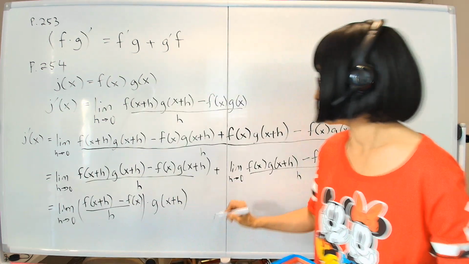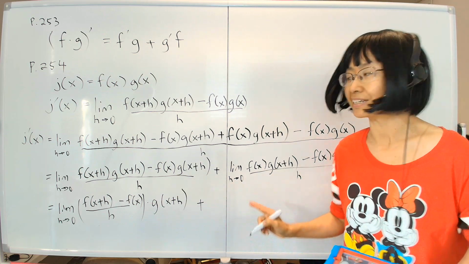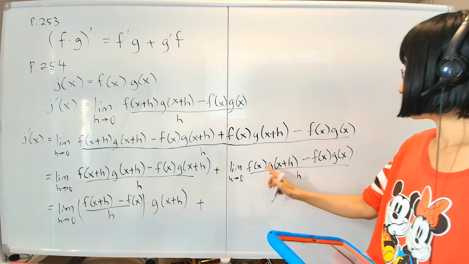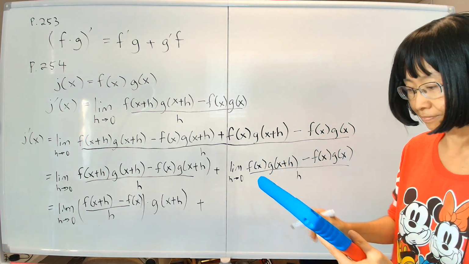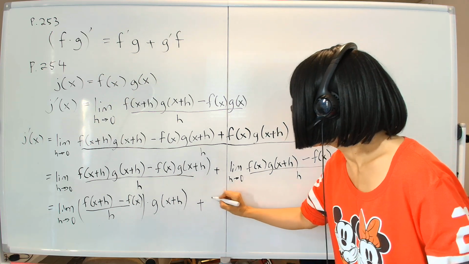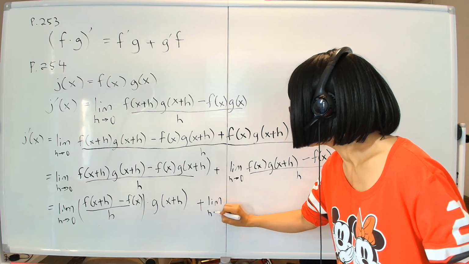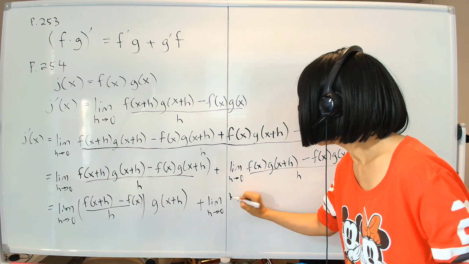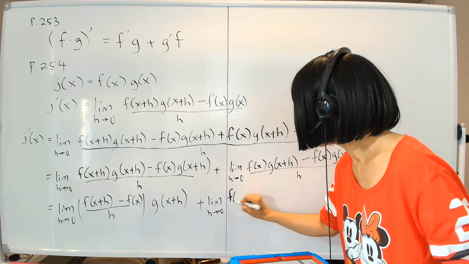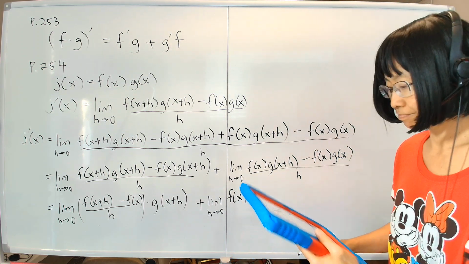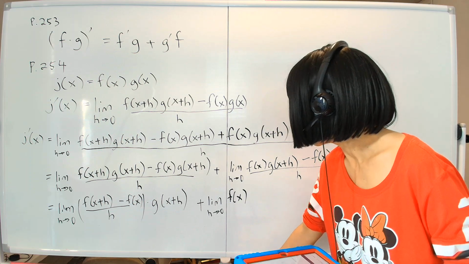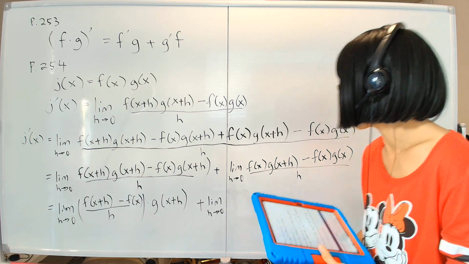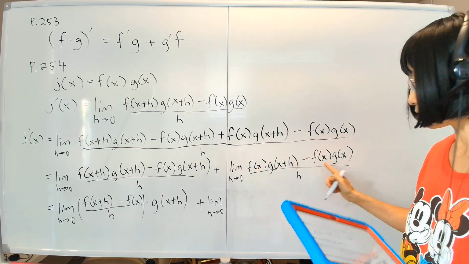All right, and then plus, and we'll do a similar thing over here. This thing has f of x as the common factor, so we will take that out. So plus limit as h approaches 0. So far we're just going to factor out one thing. We'll write f of x at the end. So we'll factor out f of x and put it at the end.